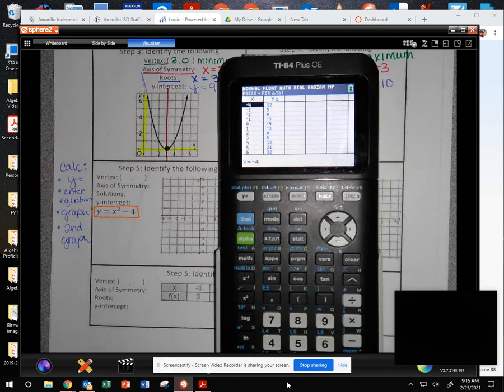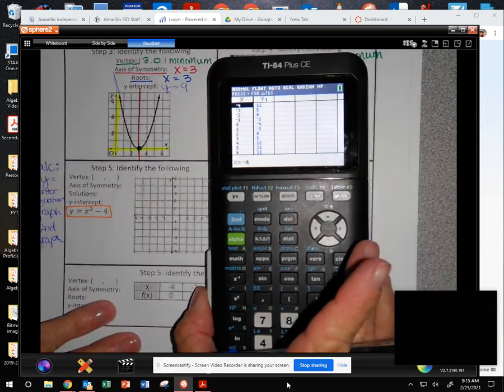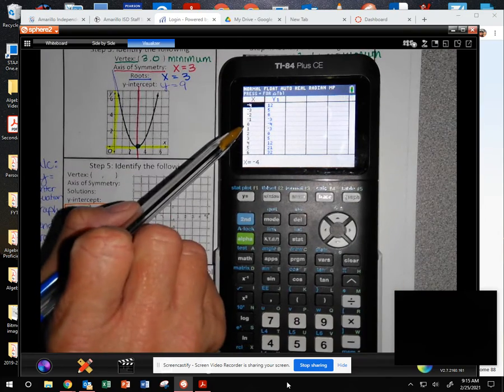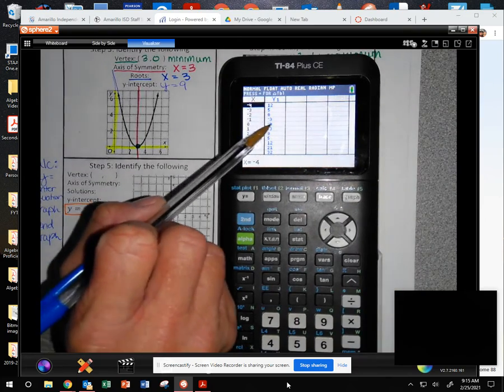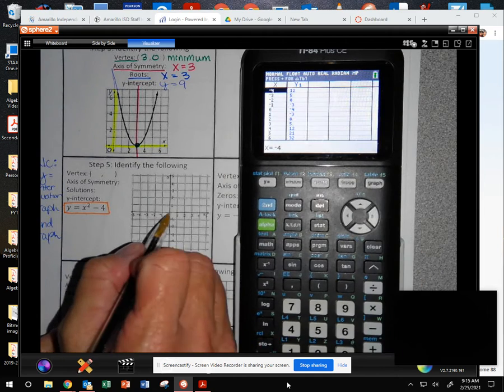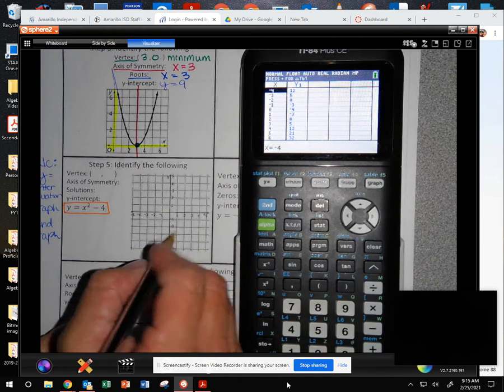One thing that we're going to look at is I want to find my vertex. I want to find if it intersects the x-axis and if it intersects the y-axis. So the first thing I'm going to do, I'm going to go ahead and plot some points. I'm going to start right here where x is 0. So I have 0, -4. So I'm going to go ahead and plot that. 0 and down 4.